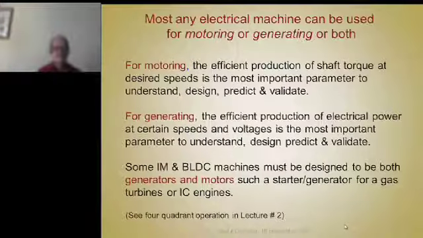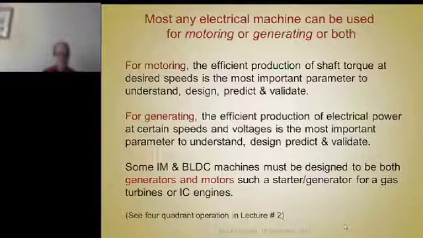Since most machines can be used for motoring or generating, we have to make sure we understand that for motoring, the most important parameter in our design, which we have to keep in the back of our mind during this process, is to produce the desired shaft torque at whatever speeds are needed. The most important parameter is the efficiency of that torque production. For generating, it's not torque production at all. It's the efficient production of electrical power.